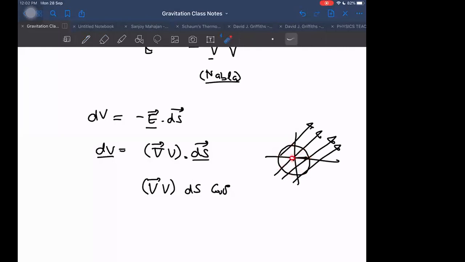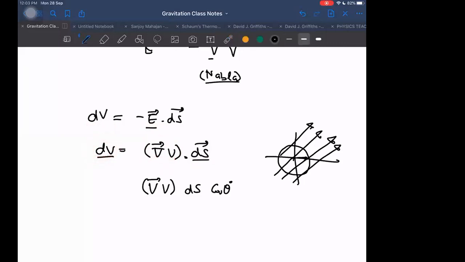So dV will be maximum when we go in the direction of del V, or when we go in the direction of field. So it gives us the direction of maximum change in potential, because the change in potential will be maximum when cos theta becomes maximum, and cos theta is maximum when theta is 0 degree. So when the direction of our motion is in the direction of field, then the change in potential becomes maximum. Or we can say that this represents the maximum change in potential direction.